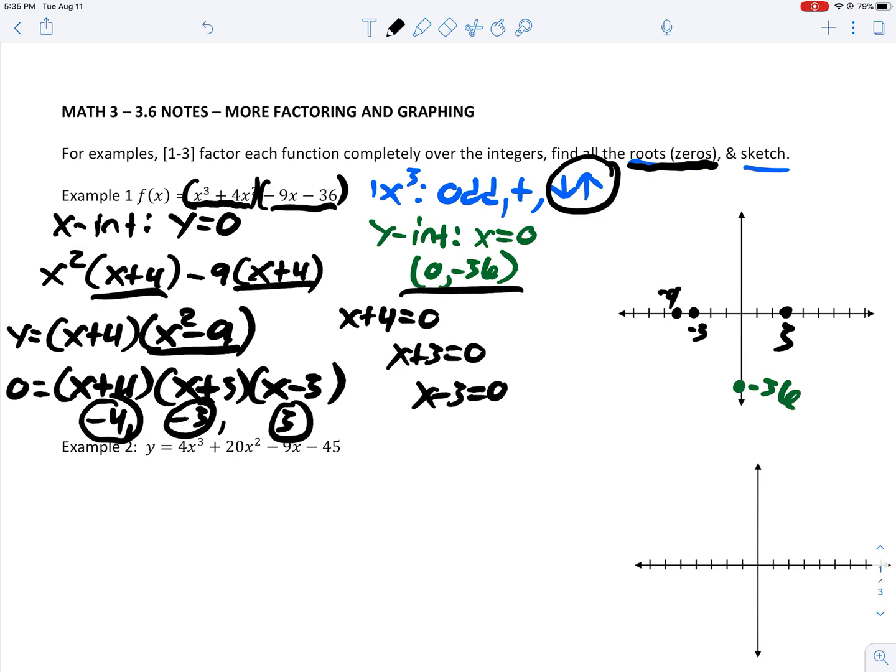Okay, so now sketch. Starts down low, goes to the first dot, negative 4. X plus 4 only occurs one time, so I pass through. I have to get back to negative 3. X plus 3 occurs one time, so I go through it. Down through negative 36, okay, back to the next point. At 3, that factor of x minus 3 only occurs one time, so I go through, and there's my sketch.